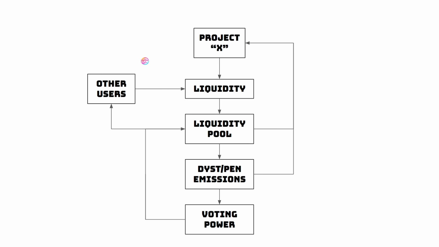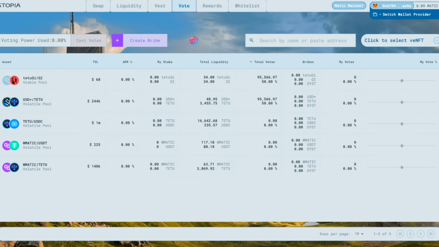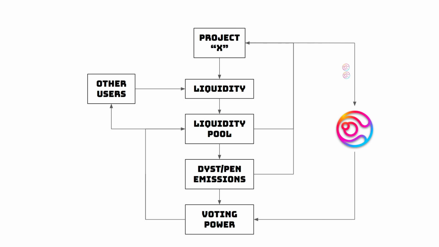There will, of course, be many other projects that will want to use the exact same system to incentivize their own liquidity pools. To help enhance this process, those projects can and will systematically offer payments or bribes for anyone to vote on their liquidity pool, Sphere Finance included. This brings Sphere yet another source of revenue.